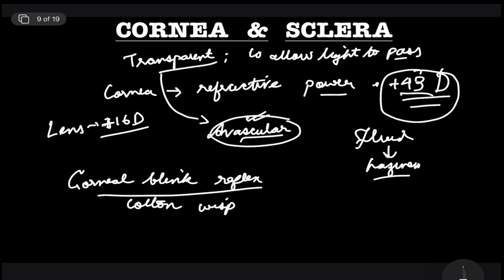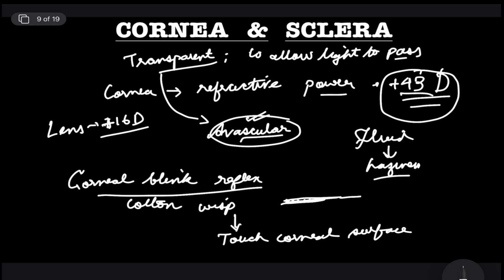What is a cotton wisp? Nothing. Just take a cotton and roll it in the form of a straight, fine, stick-like structure. Okay? A wisp. Then what we do is we touch the corneal surface with that of a patient.